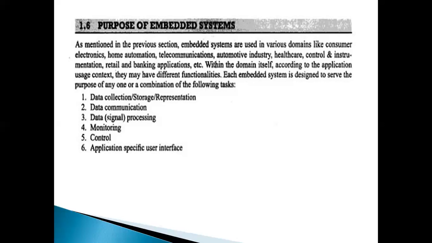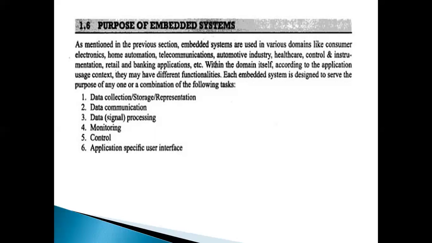Data signal processing. In signal processing case, it accepts the signals, real-time signals, and converts that to digital form and processes it and stores or forwards it or represents. Monitoring case, like EEG, ECG machines, receives the real-time signal and converts it to digital form, and it will display on the display device. And control purpose in industrial applications involves sensors and actuators to sense a particular parameter and control that parameter through the actuators.